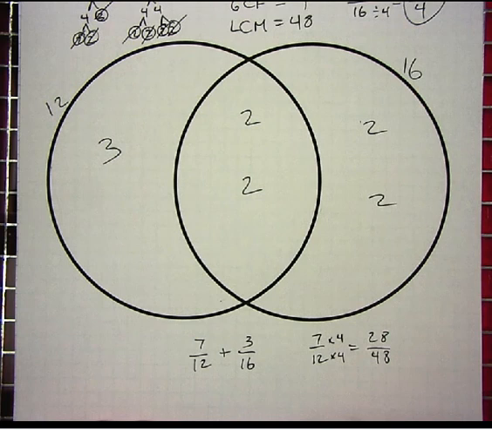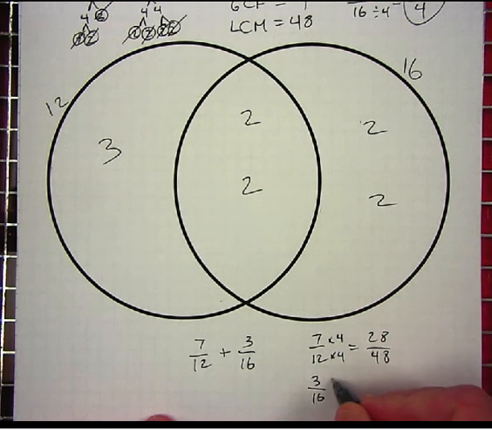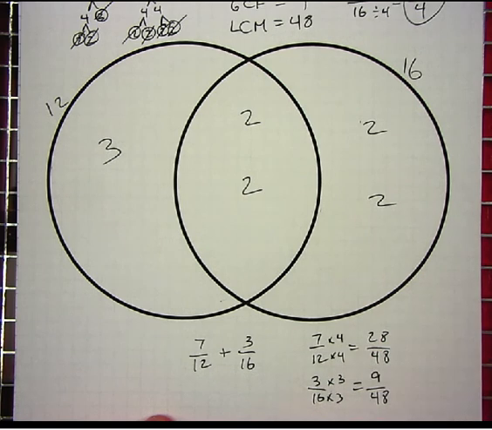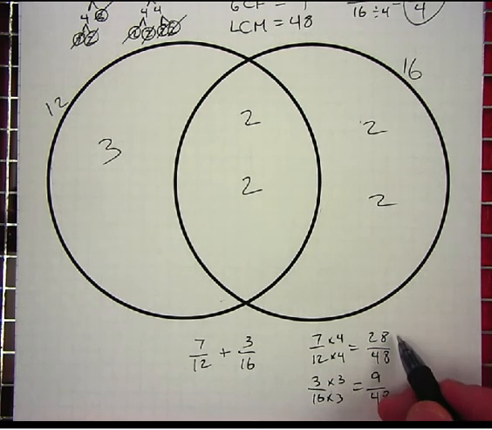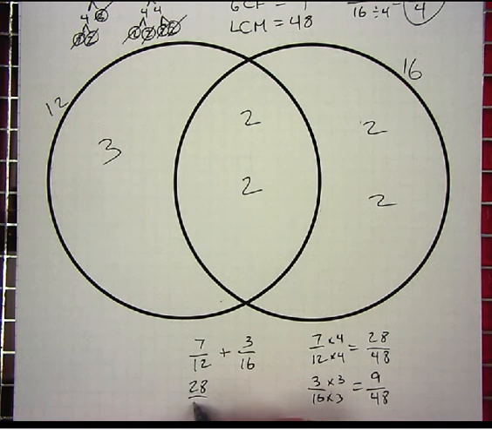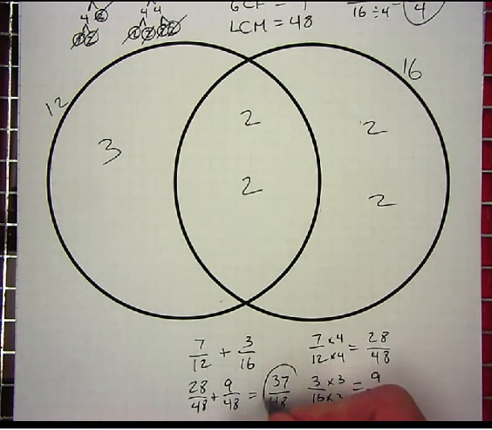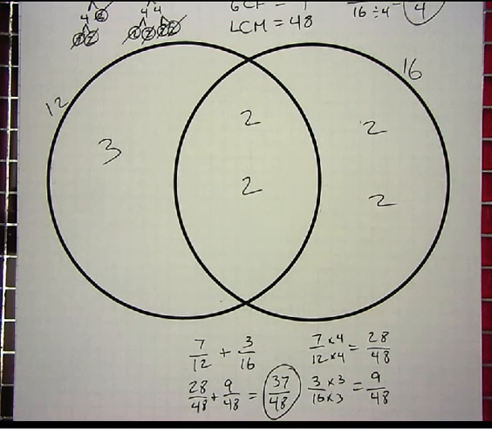And to turn 3/16 into 48ths, we need a factor of 3 over 3. 3 times 3 is 9, 16 times 3 is 48. Now I can add those fractions using the equivalent fractions. 28/48 plus 9/48 would equal, denominator stays the same, we just add the numerators. 28 plus 9 is 37. So 7/12 plus 3/16 equals 37/48 using the least common multiple or lowest common denominator.